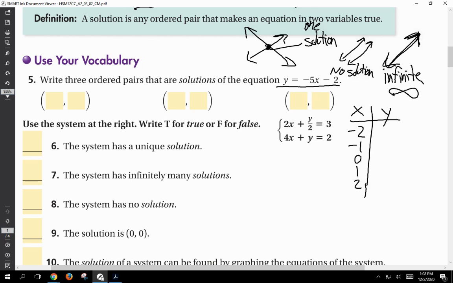So you plug in -2 here, and you get -2 times -5 is +10. 10 minus 2 is 8. Put a -1 here. -1 times -5 is 5. 5 minus 2 is 3. Put in 0 here. 0 times -5 is 0, minus 2 is -2. Plug in 1 here. 1 times -5 is -5, minus 2 is -7. And plug in 2 here, and you get 2 times -5 is -10. -10 minus 2 is -12.